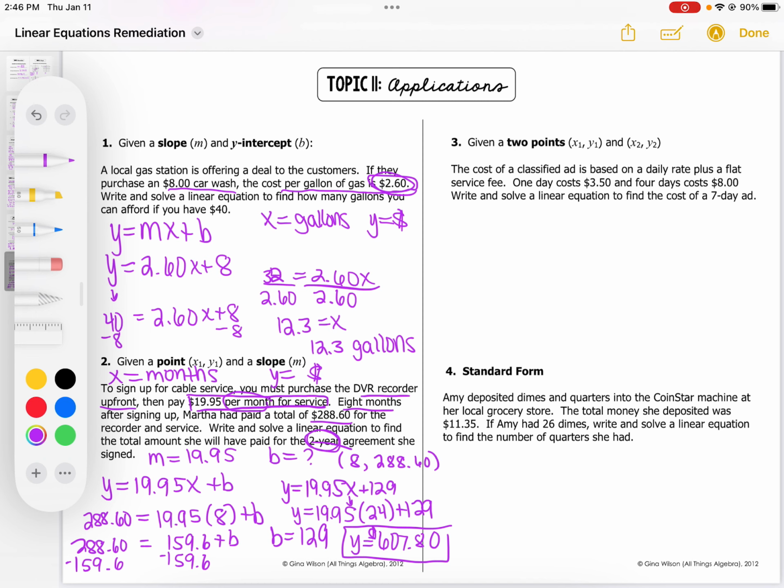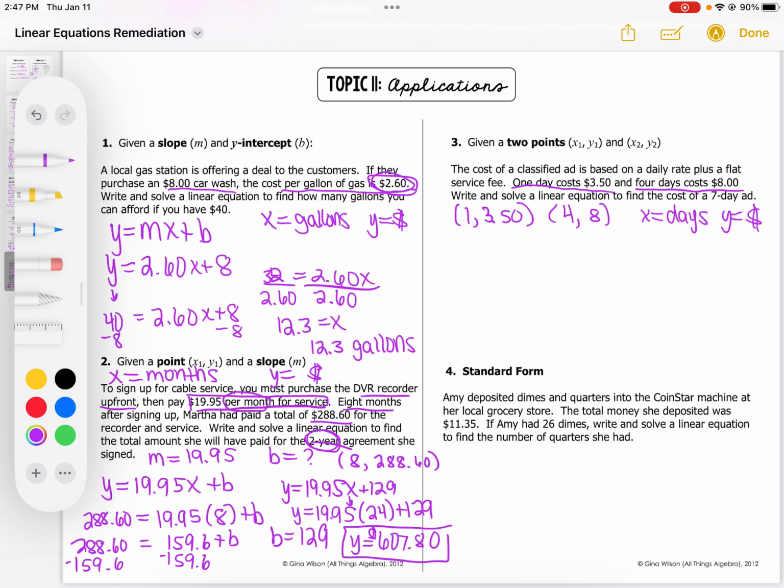Number 3, the cost of a classified ad is based on a daily rate plus a flat service fee. 1 day costs $3.50 and 4 days costs $8. Create our equation. All right, so they give us 2 points. Clearly, I can see that. 1 day, $3.50. 4 days, $8. We know that X represents the number of days, and again, always kind of similar, Y represents the money. If I wanted to create an equation, if they don't tell us specifically what equation to create, I usually prefer slope-intercept form.